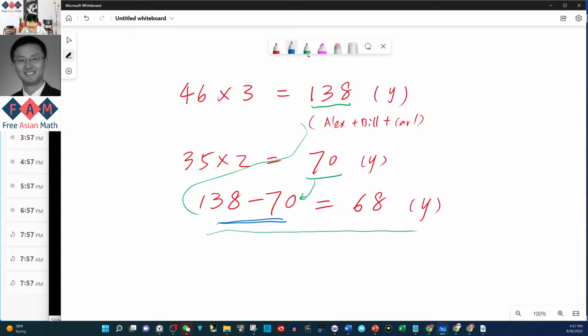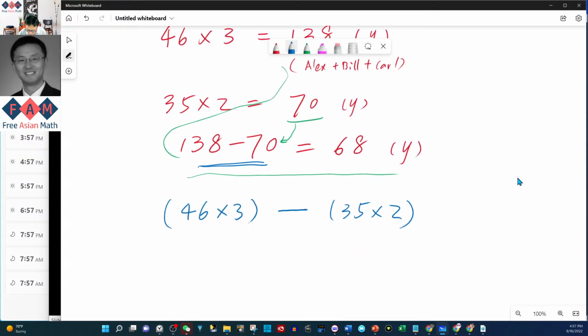So that means that we have performed the first 2 steps to get 138 and 70. So if we want to write all the 3 into 1, that will be 46 times 3, because we want to do this first, and 35 times 2, we want to do that also before the subtraction. Then we combine those 2 by subtraction. And this is indeed what we would call a single step mix operation, because you write everything in just one step.